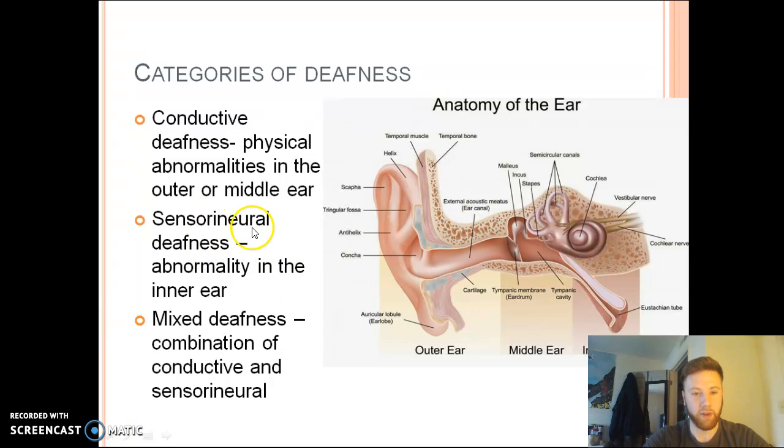Then you have what's known as sensorineural deafness, which is abnormality in the inner ear. This is mainly caused by a problem in the cochlea, because normally the hair cells inside the cochlea do not work properly, and they don't transfer the sound waves efficiently to the vestibular nerve. This type is actually mainly permanent. And then you have what's known as mixed deafness, which is a combination of conductive and sensorineural.